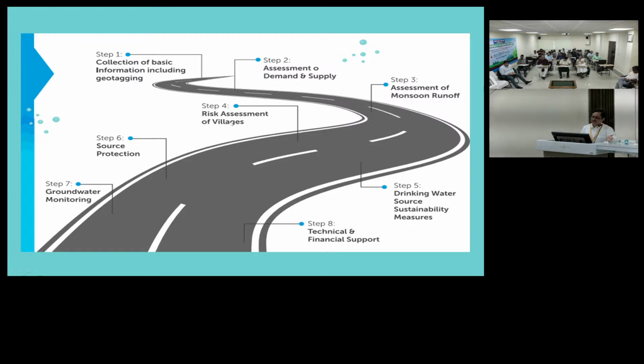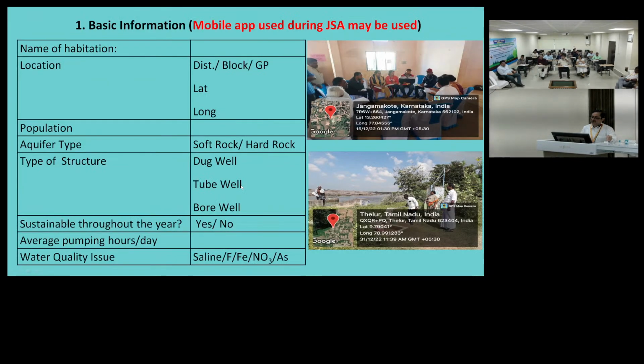Then the fourth step is risk assessment of villages. Then the fifth step is drinking water sustainability measures. So after risk assessment, what measures can we take? Apart from this, some steps we have provided: source protection, then groundwater monitoring, and technical and financial support. So we will go one by one.